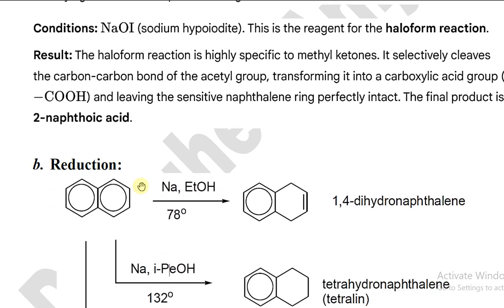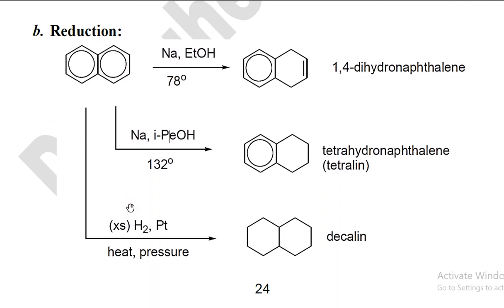So the second reaction for this naphthalene compound is the reduction. If we look here, reduction can happen by using sodium in alcohols to give us 1,4-dihydronaphthalene. This is not full reduction. It is a mild, moderate reduction here.